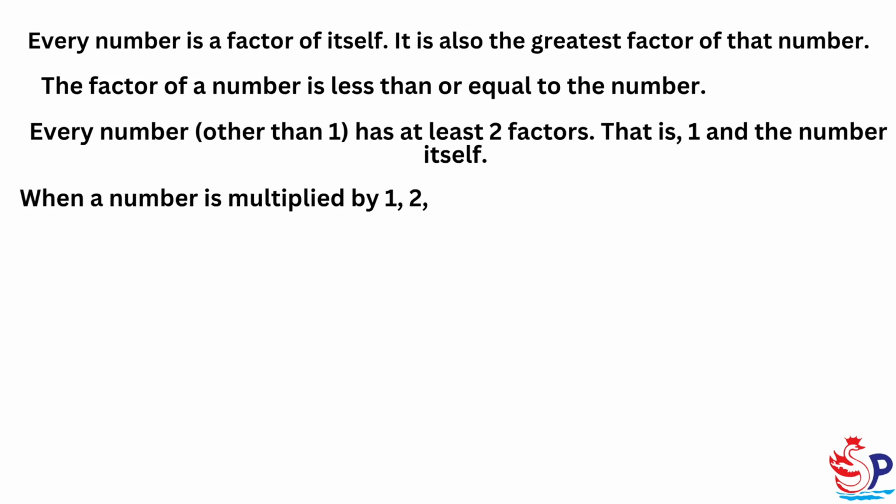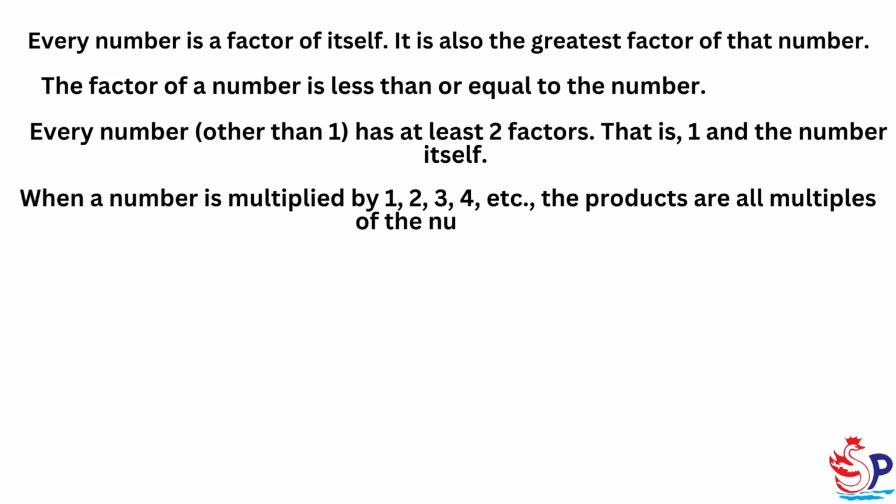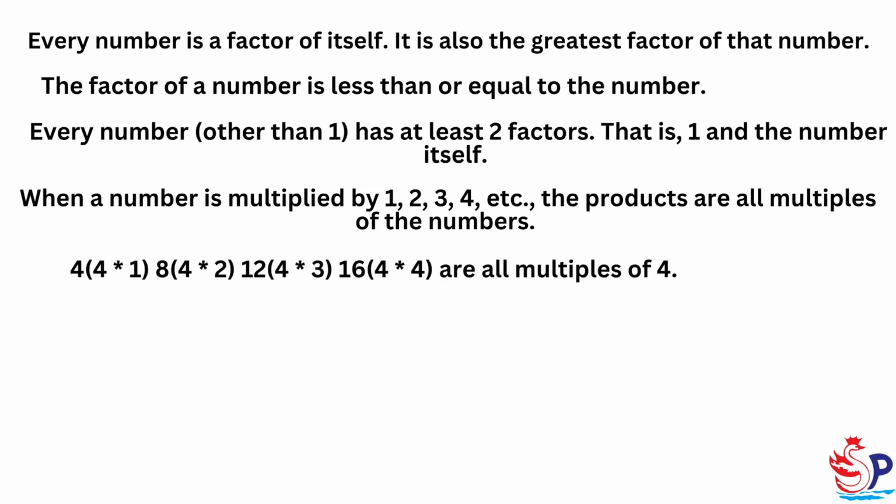When a number is multiplied by 1, 2, 3, 4, etc., the products are all multiples of the number. 4 multiplied by 1 is 4, 4 multiplied by 2 is 8, 4 multiplied by 3 is 12, 4 multiplied by 4 is 16. These are all multiples of 4.